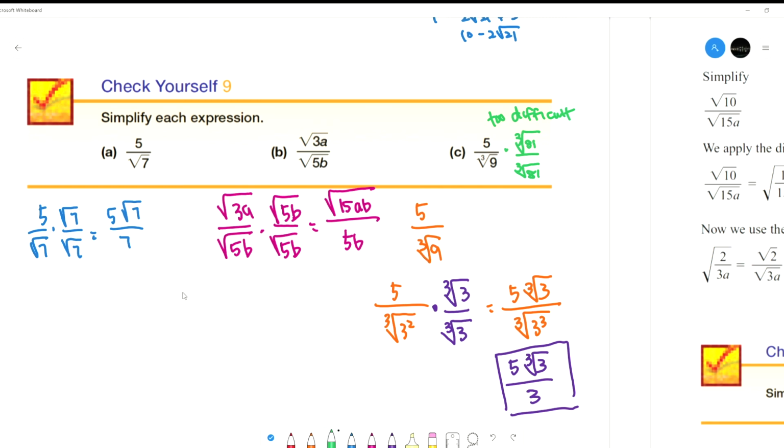So this one you do have to know your cubes. 1 cubed is 1, 2 cubed is 8, 3 cubed, 27, 4 cubed, 64, at least up to 5 cubed. So that's how I knew this had to be a 27 in the end. So I have to multiply by cube root of 3. Okay?